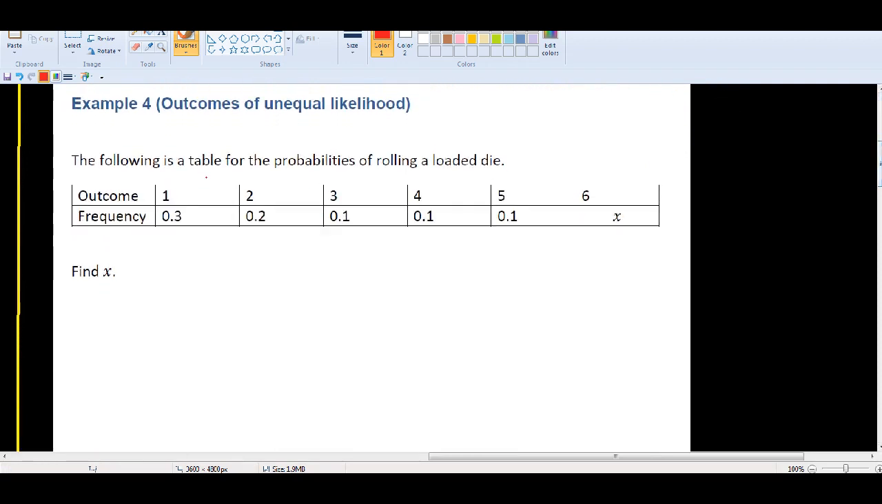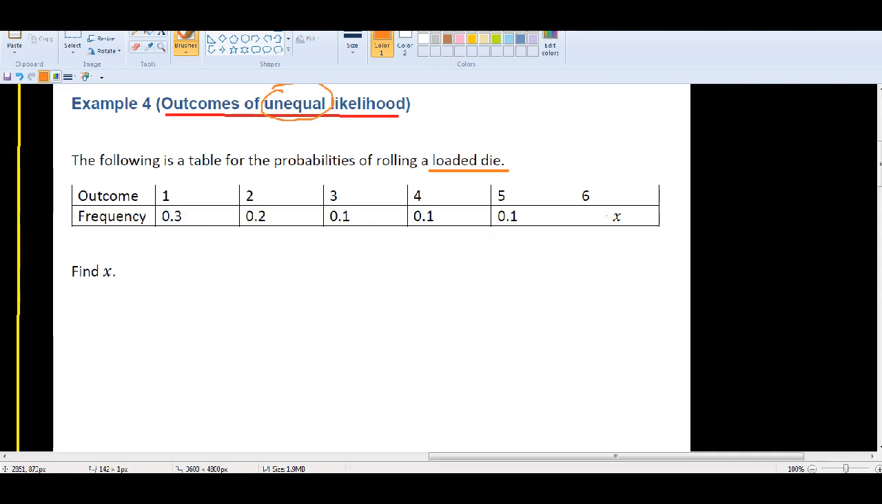Okay, then we look at another example. This time, outcomes of unequal likelihood. That means each outcome might have a different likelihood. For this one, we've got outcomes 1, 2, 3, 4, 5, 6. There are 6 different outcomes, but this time the die is a loaded die. Loaded means it's unfair, it's a cheating die. For outcome 1, you have the chance 0.3. For 2, 0.2. Each one's different.